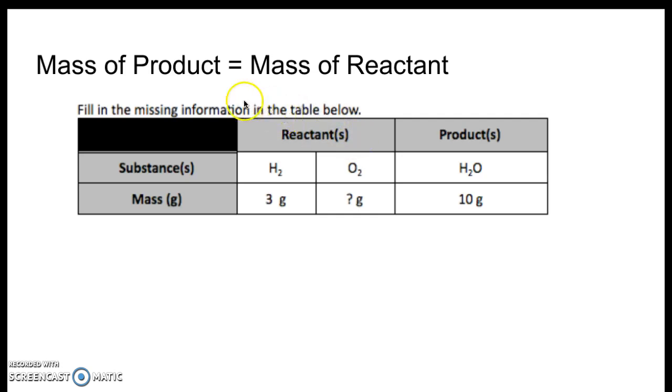If you're given a problem like this where you're asked to fill in the missing information, you'll notice you have in this table here reactants and products, and they give you the masses for those things. But one of them, O2, which is one of our reactants, we need to find the mass for. Well, how do we do that?